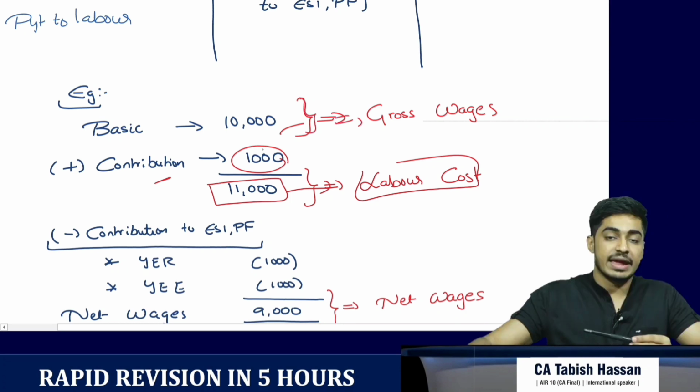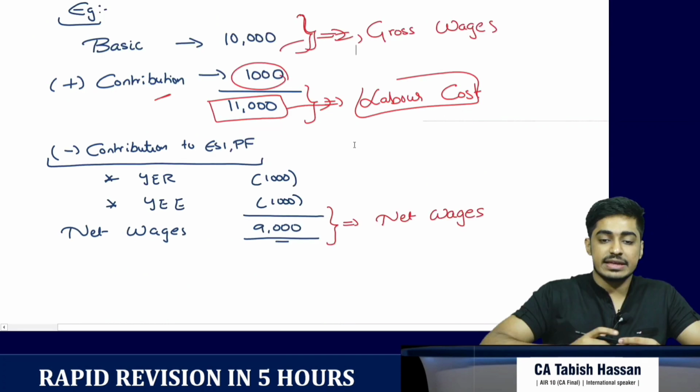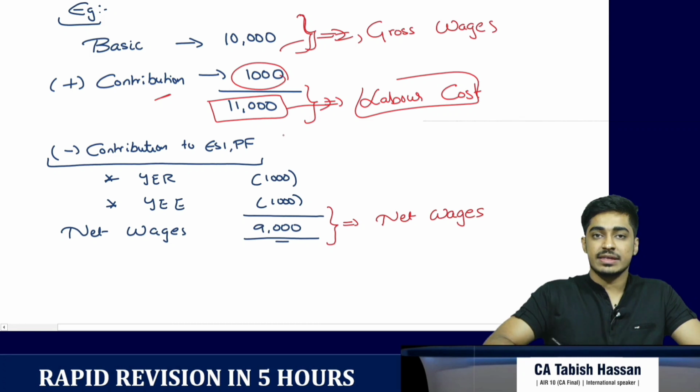And then what is the take home salary? 11,000 is what the employer is incurring. In that, 1,000 he is paying to the government as contribution for ESI/PF. So we reduce the employer contribution of 1,000 rupees.